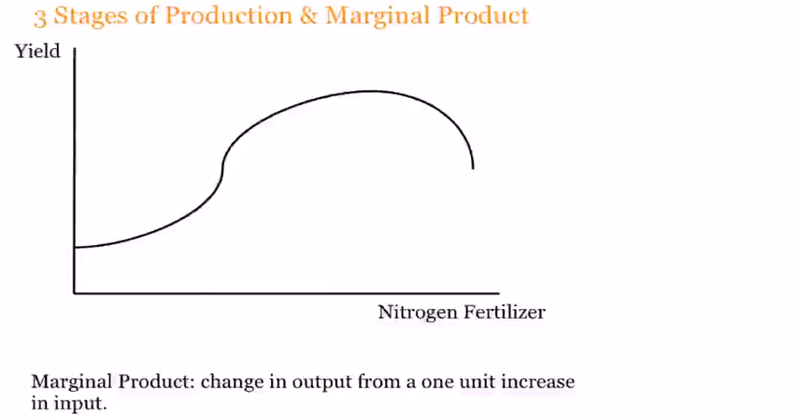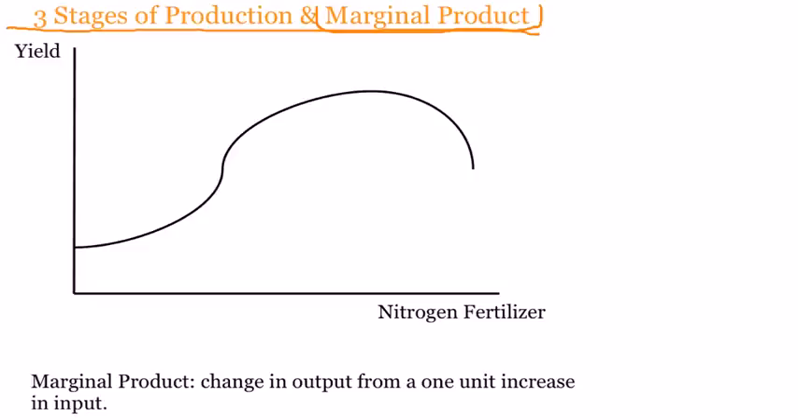In the previous video we studied the 3 stages of production, and in this video we're going to look at it in a slightly different way and look at a measure of input productivity called marginal product. First, let's briefly review the 3 stages of production.